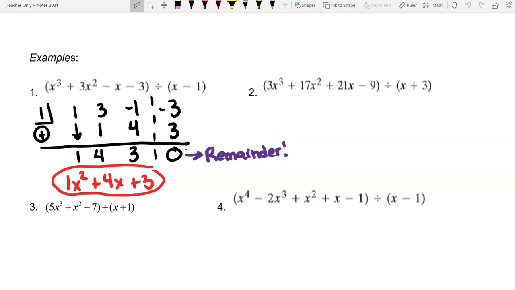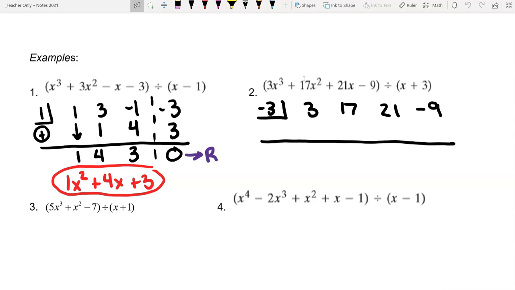Okay, so let's try it again. We are going to set up our synthetic. I'm going to erase the word remainder and just put R so that I have room. First thing, the thing that goes in the little box is this factor, but it's the opposite sign, so it's going to be a -3 in the box. And then all of these coefficients, so 3, 17, 21, and -9. Draw your little setup here. I like to, again, put the little dashed line because my remainder is going to go over here, and we're just going to start with the process.